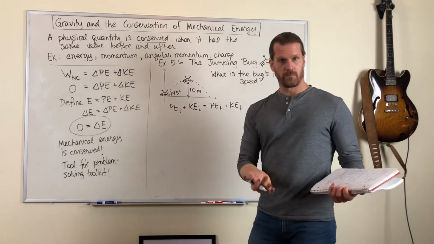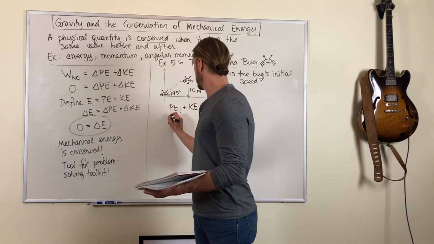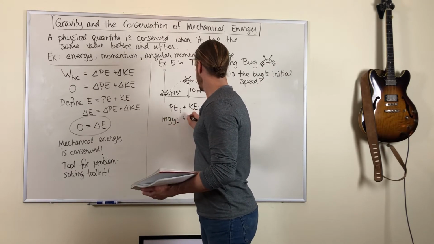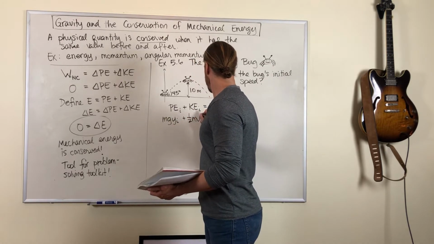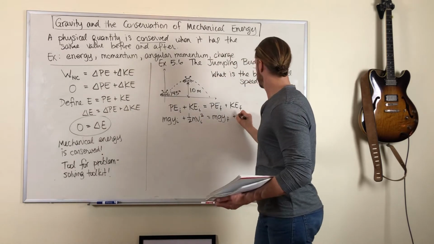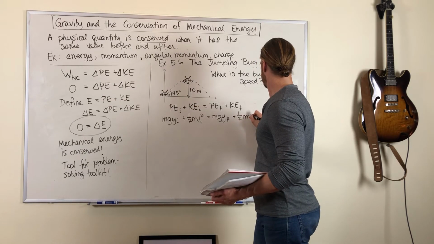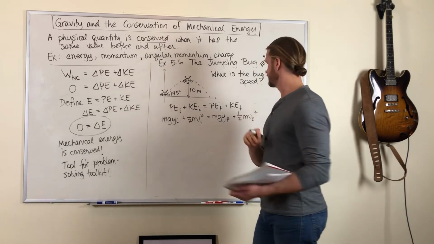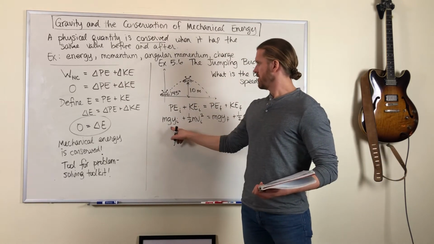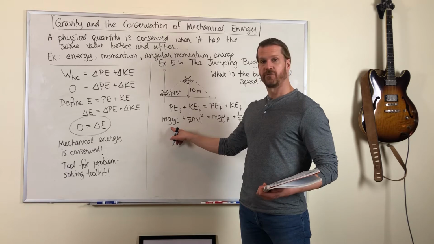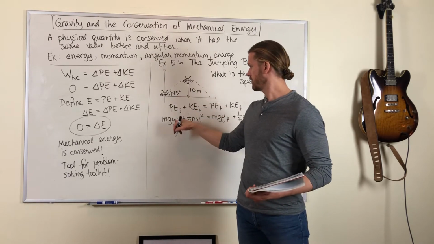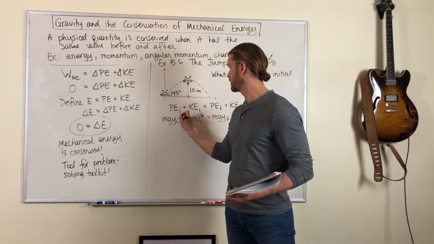And we'll put in our formulas that we've learned. Gravitational potential energy is mgy. Kinetic energy is 1/2 mv squared. Now, we can measure the height starting at ground level. So let's say that y initial is 0. We can cross this term out.